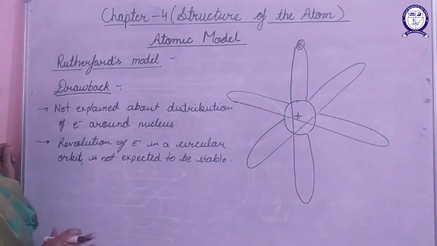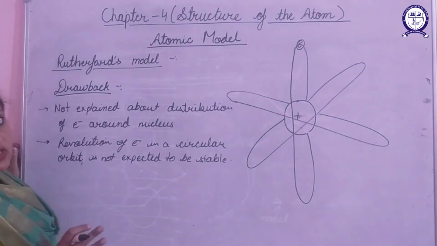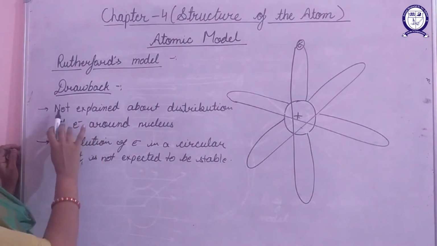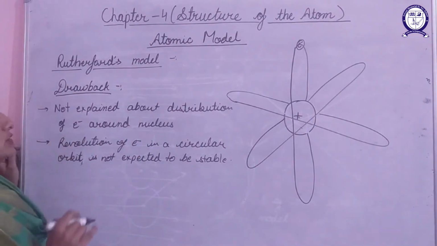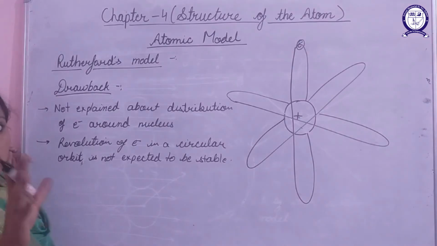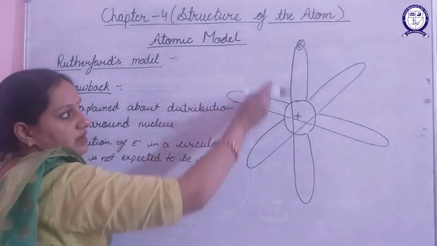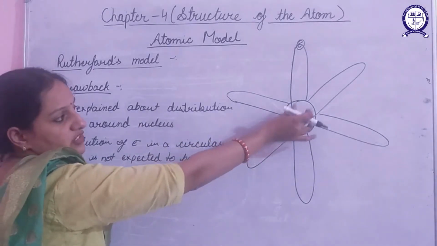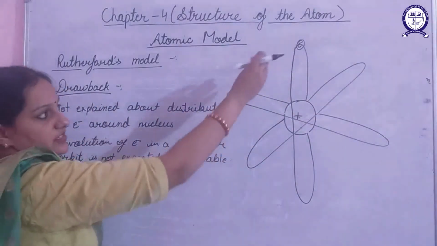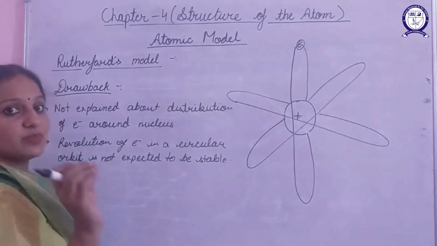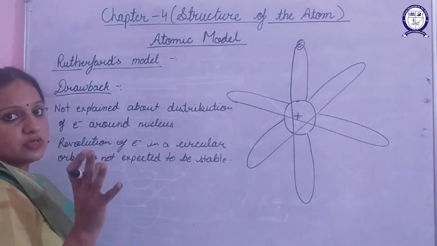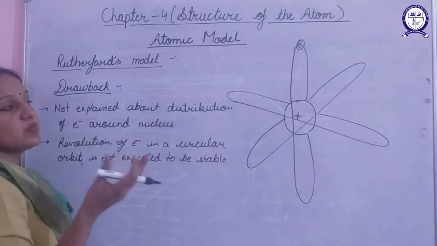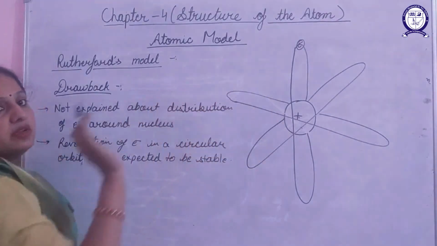But this Rutherford atomic model has drawbacks also. The very first drawback is that it didn't explain the distribution of electrons around the nucleus. What he concluded is that electrons keep on revolving around this positive sphere of charge, which he named the nucleus. That is, electrons are revolving around the nucleus, but he didn't explain how the electrons will be distributed in these circular orbits.